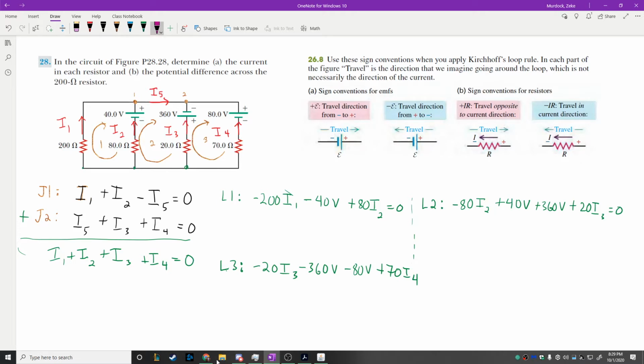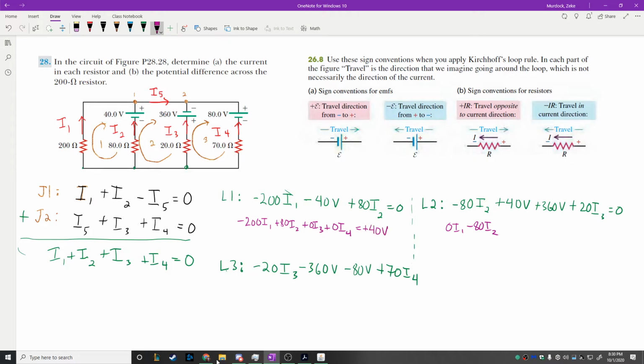We are going to rearrange them to be used with our reduced row echelon method. So this one's going to become negative 200 I1 plus 80 I2 plus 0 I3 plus 0 I4 equal to 0. This one's going to become 0 I1 minus 80 I2. I made a mistake here. This should have been equal to, sorry, loop 1, we had the negative 40 as well, so that becomes positive 40 over here.